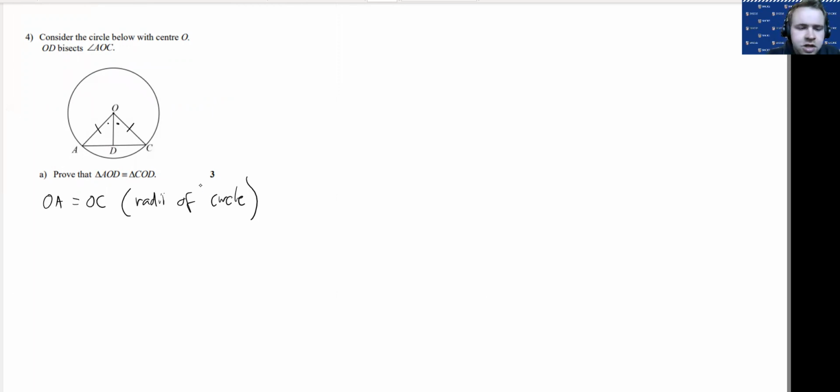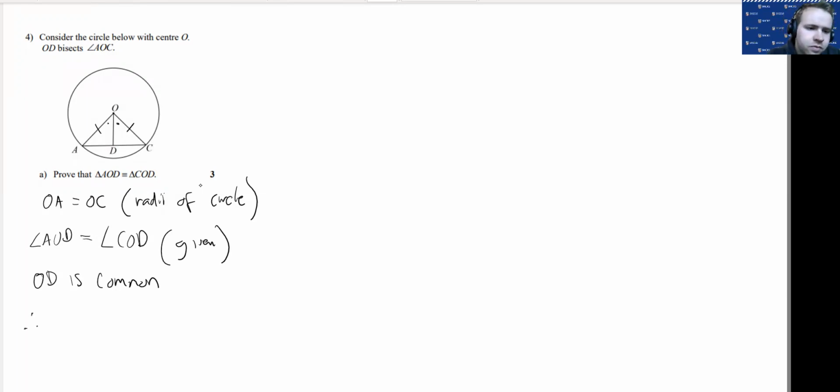The second thing I need to do is say that angle AOD is equal to angle COD, and we're actually given this information in the question. When it says AOD bisects, we know that this angle is equal, based on the information given. And then finally, OD is common. It means that side OD is in both of the triangles, AOD and COD. So therefore, triangle AOD is congruent to triangle COD, and my reason is SAS.